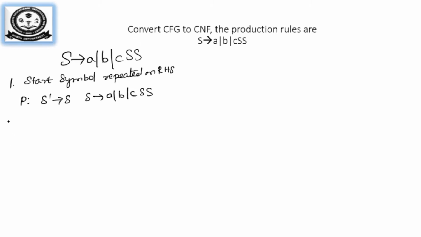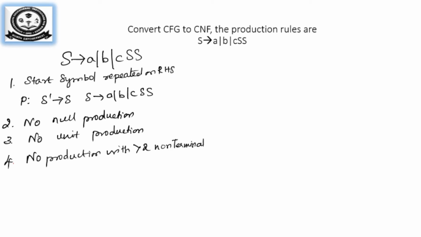Right. So you can see there is no null production and you don't have unit production also. So there will be no change in our grammar up to third step. And you can also see there is no production with more than two non-terminal symbols. So we will try to remove the terminal and non-terminal combination. So the only thing is we have to change C, because C is a terminal symbol.